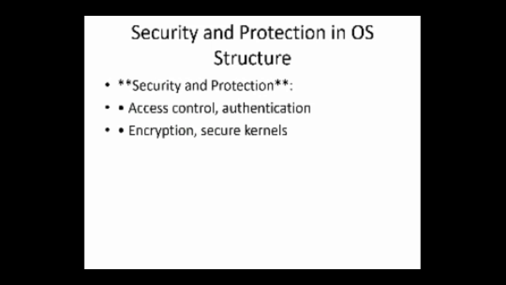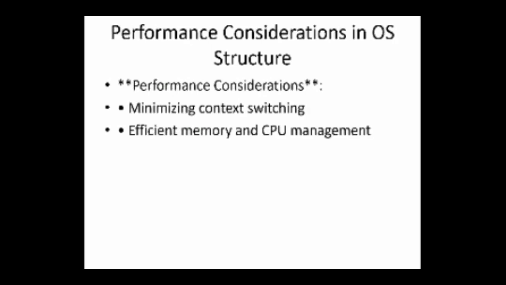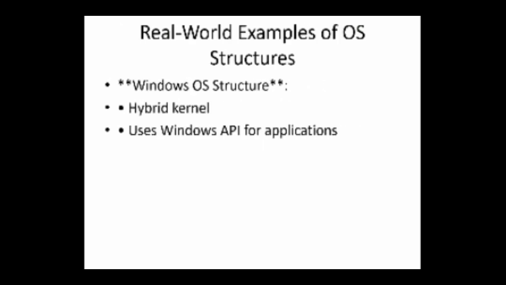Security and protection in OS structure. Security and protection can be controlled by access control, authentication, encryption, and secure kernels. Performance considerations in OS structure. Performance can be improved by minimizing context switching, utilizing memory efficiently, and managing the CPU.